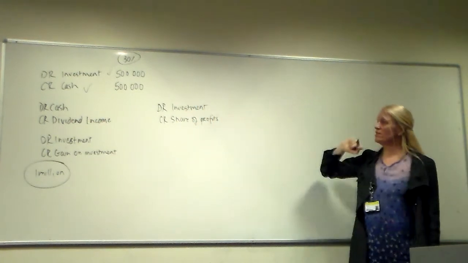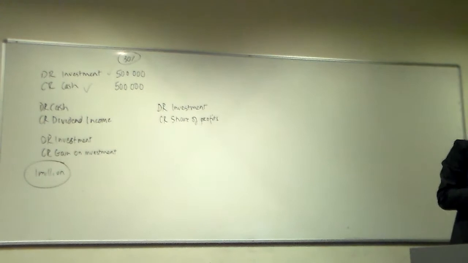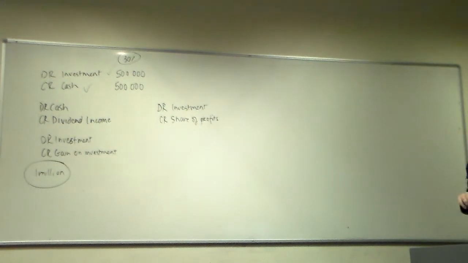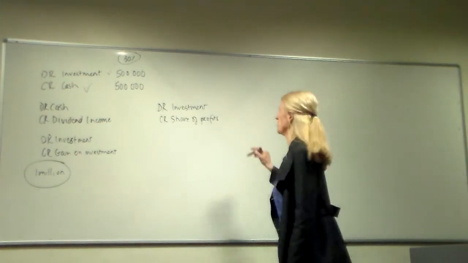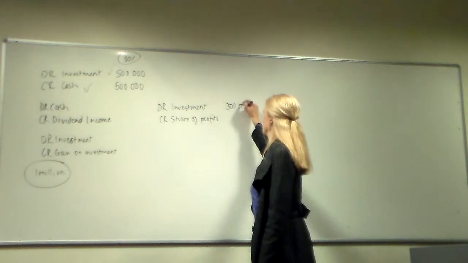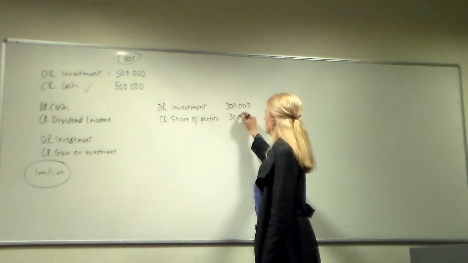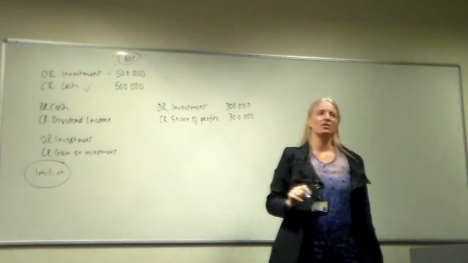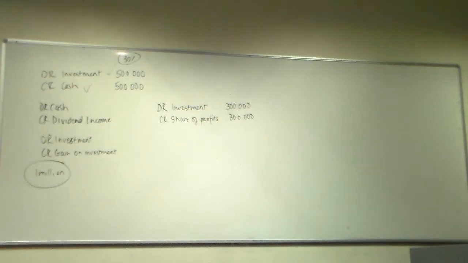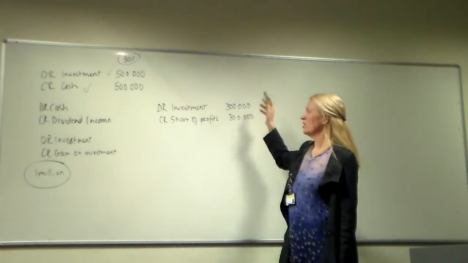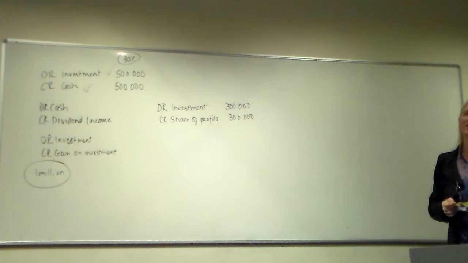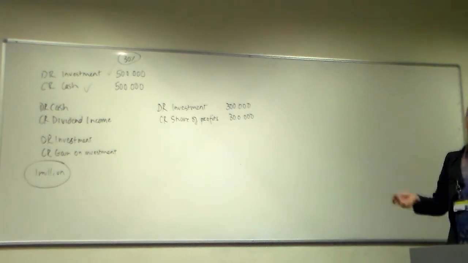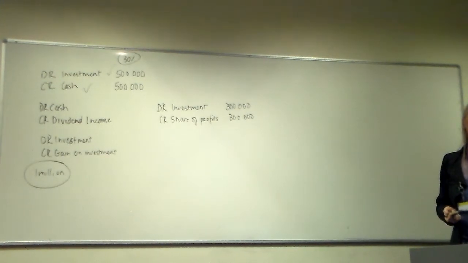Okay, what are you going to debit the investment with? What's the amount going to be? Sorry? 700,000? 300,000, yeah, that's right. Okay, 300,000, that's right. So your investment has gone up by 300,000 because of the profit that was made. You take your percentage and your investment has gone up by that amount this current year.